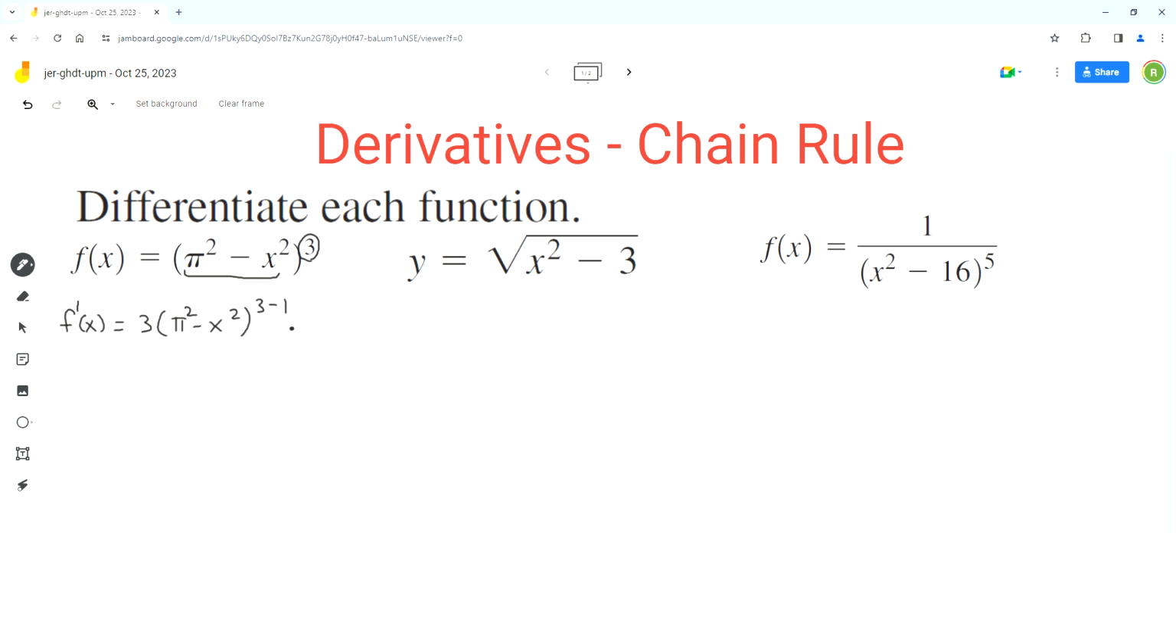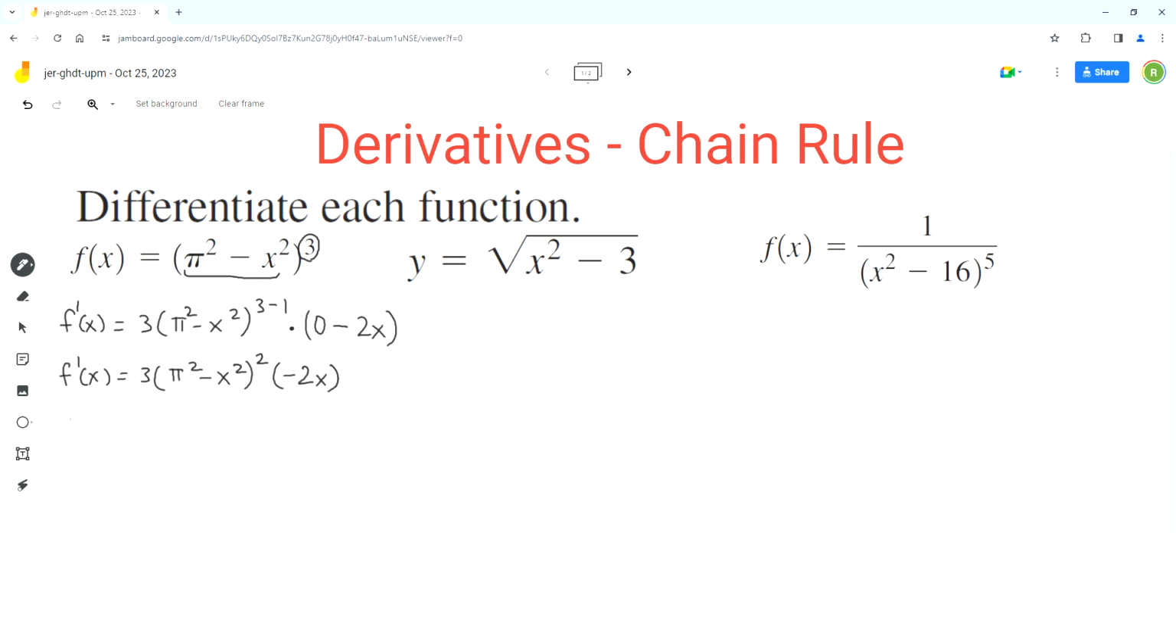times. Now we'll find the derivative of the inner function, which is pi squared minus x squared. Now pi squared is a constant because pi has a fixed value, so the derivative of pi squared is 0 minus. Now for x squared, we can use the power rule to find the derivative, which is 2x. Now we can simplify this expression. So f prime of x equals 3 (pi squared minus x squared) exponent 2 times negative 2x.